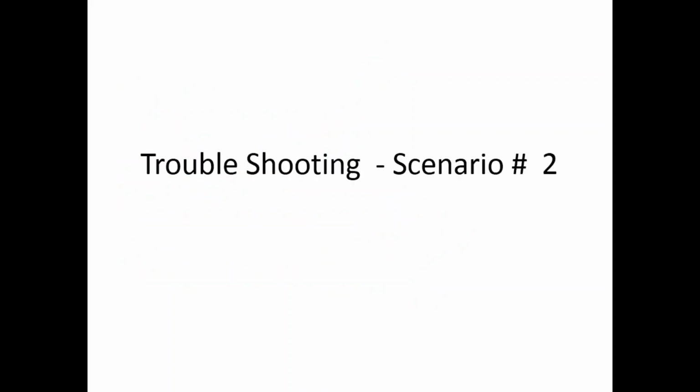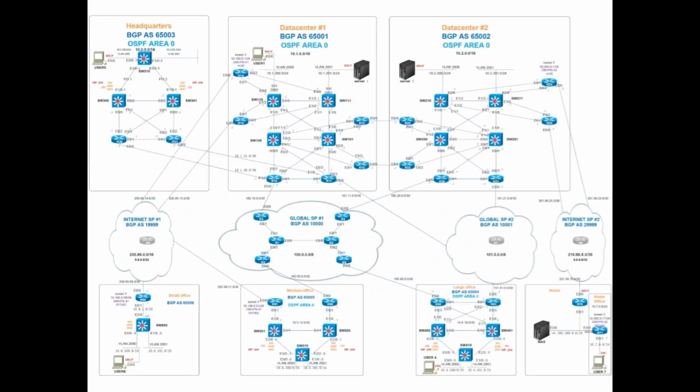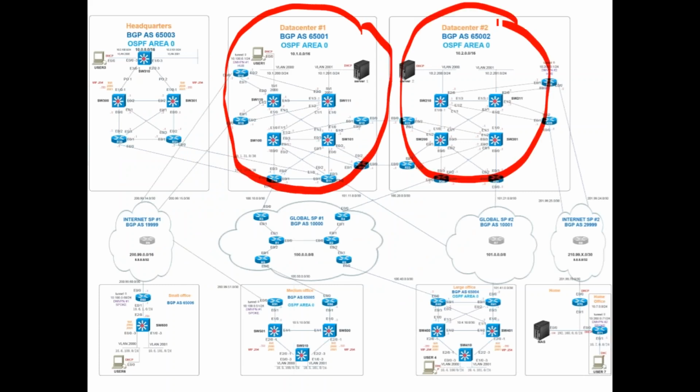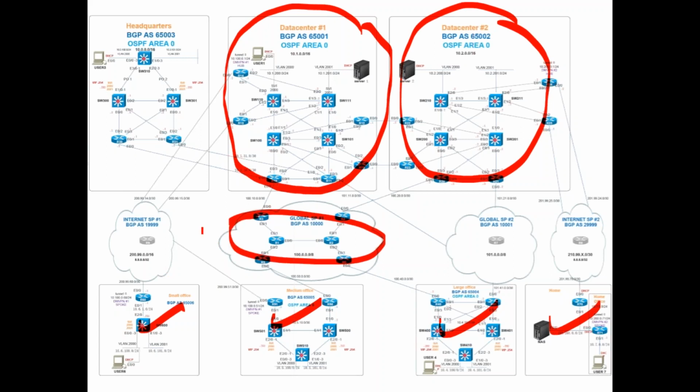Now let's have a look at the second troubleshooting scenario. What is there in troubleshooting scenario number 2? Well, this is a diagram of my troubleshooting scenario number 2, in which you can see that there are data centers, data center 1, data center 2, and then you have small office, medium office, large office, home office. You have global ISPs, you have a couple of normal ISPs, you have one global ISP. Then these sites are interconnected over these global ISPs.